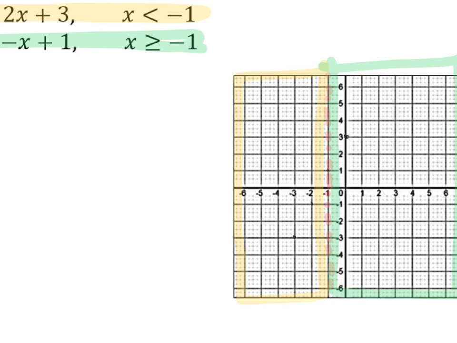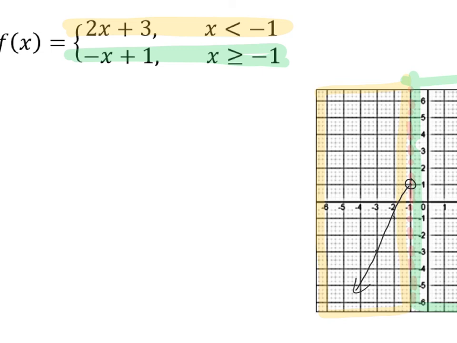So my graph is going to look like that. And according to my function, there is no underline here, so that means it does not get filled in. Empty circle. And I'm going to go ahead and erase that y-intercept just so I don't get confused later on. There we go. All right, next one.